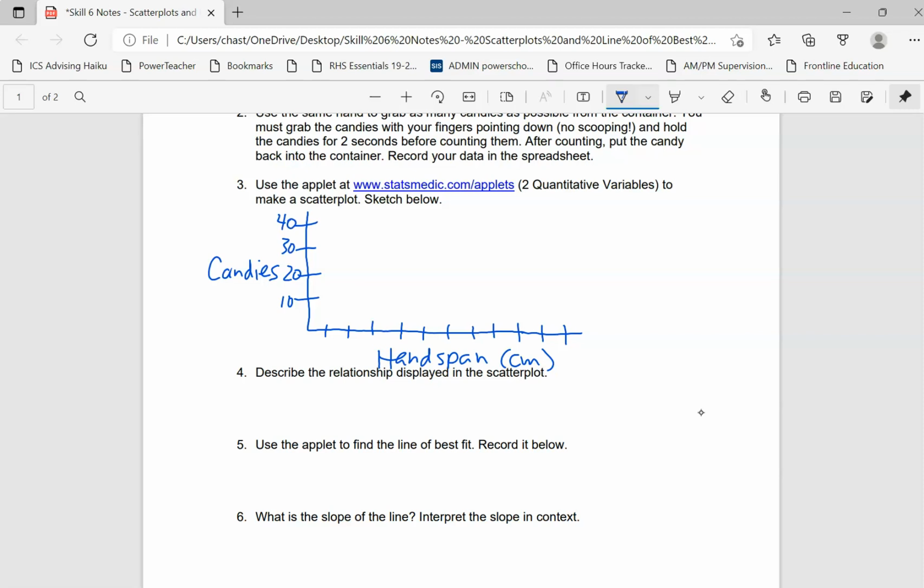All right, so before we go further, the hand span is going to be what we call the explanatory variable. Sometimes it's known as the independent variable. And we'll talk about how that is the variable that is going to cause you to get a certain number of candies. The candies will be what we call the response variable. So you're using your hand span to determine the number of candies. So the number of candies is going to depend on your hand span, most likely.